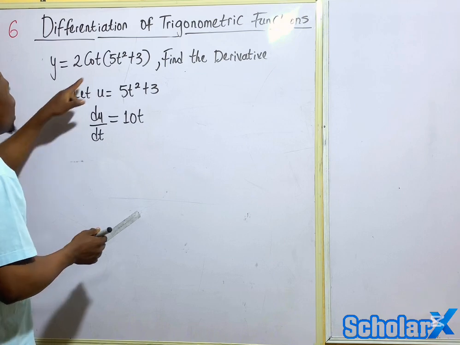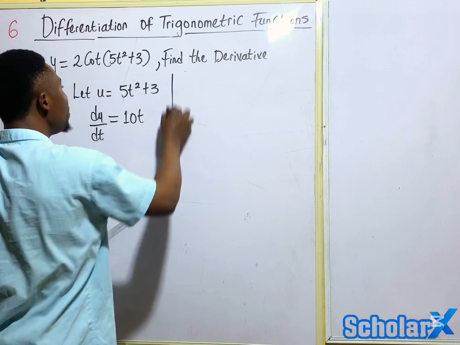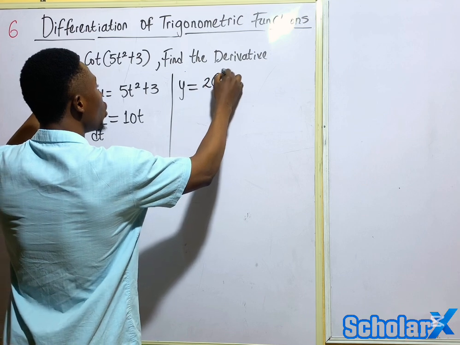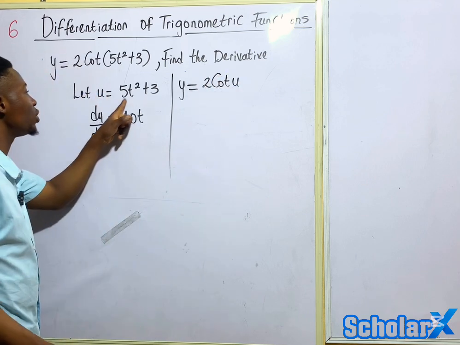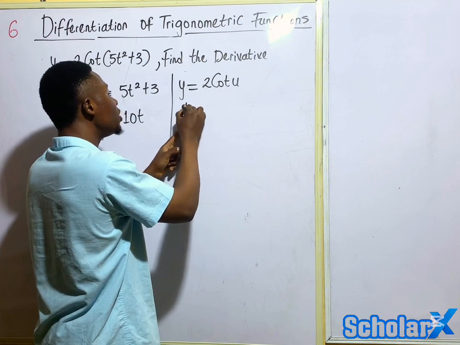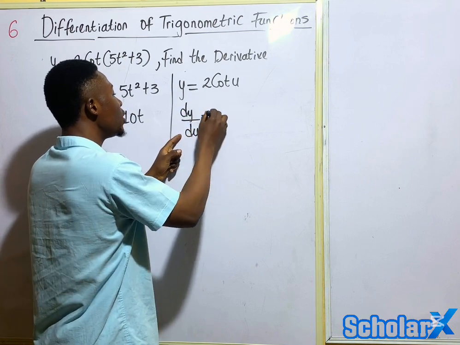Now, you've said let this be equal to u. So it means that you now have y is equal to what? 2 cot u, because you said let this be u. Now we're going to differentiate y with respect to u. So it becomes dy/du is equal to.